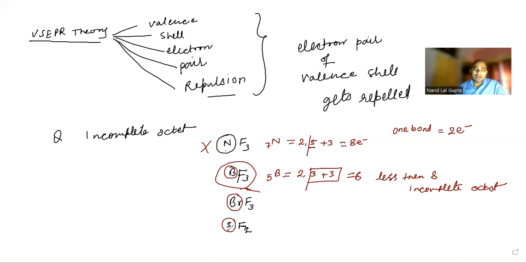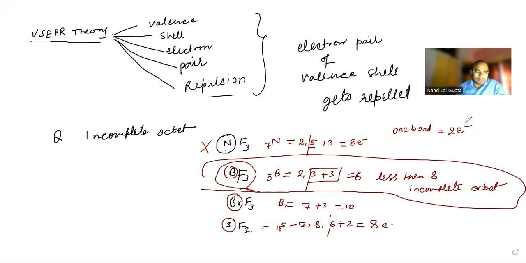For BrF3, can you check sulfur? Sulfur is 16, configuration 2, 8, 6. 6 valence electrons and 2 bonds, so 6 plus 2 is 8 electrons, right? Bromine, a halogen, has 7 electrons plus 3 electrons, so it has 10 electrons. Incomplete octet means less than 8 electrons. So our required answer is BF3. Can you understand this one? So option B is correct, not C.